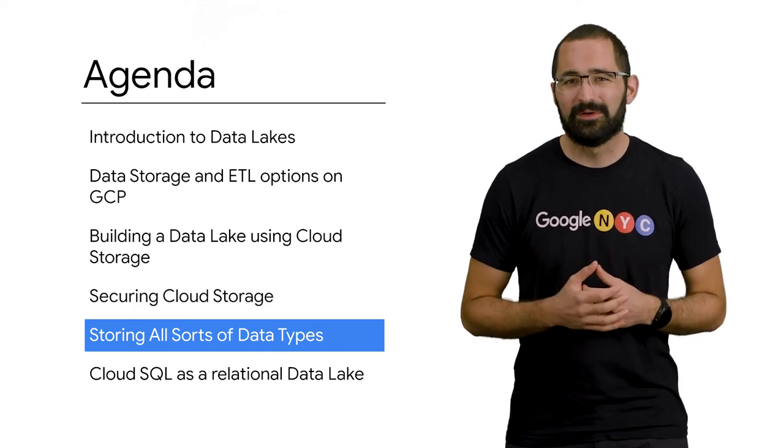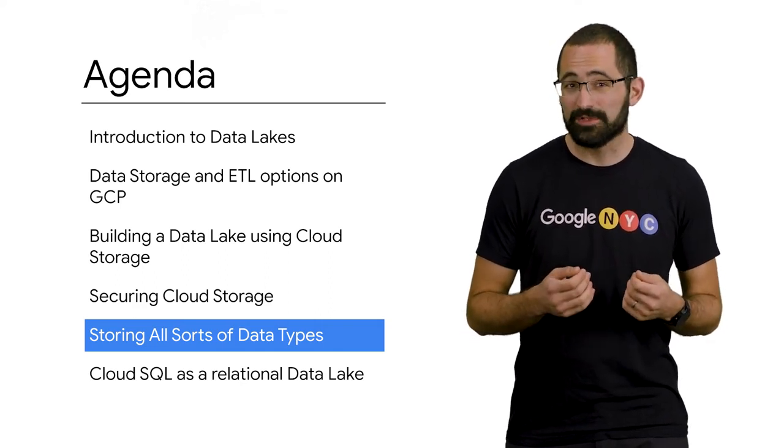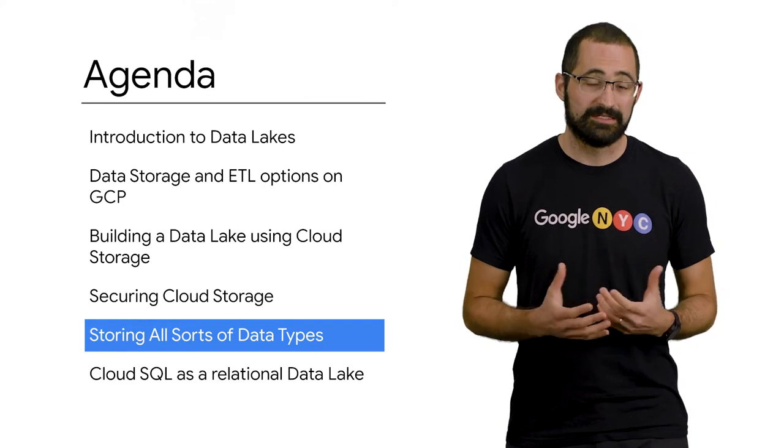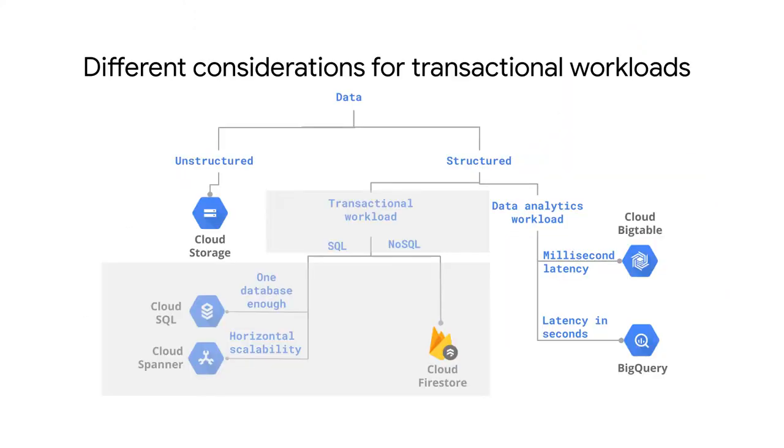As I highlighted before, Google Cloud Storage is not your only choice when it comes to storing data in a data lake on Google Cloud. You don't want to use Cloud Storage for transactional workloads. Even though the latency of Cloud Storage is low, it's not low enough to support high frequency writes. For transactional workloads, use Cloud SQL or Firestore, depending upon whether or not you want SQL or NoSQL.